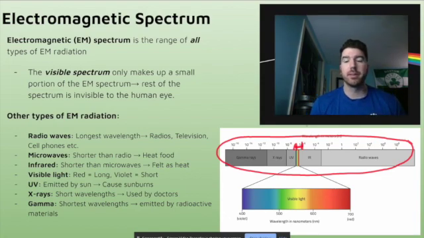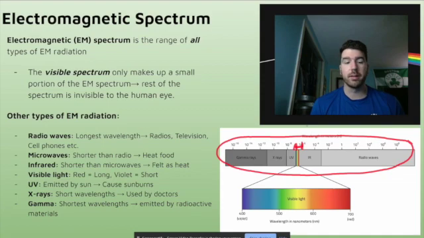All right, so let's talk about the different types of electromagnetic radiation. The first type is radio waves. Radio waves have the longest wavelength, and some examples of things that use radio waves are radios, which we use to listen to music, television, and our cell phones use radio waves so we can communicate with each other.